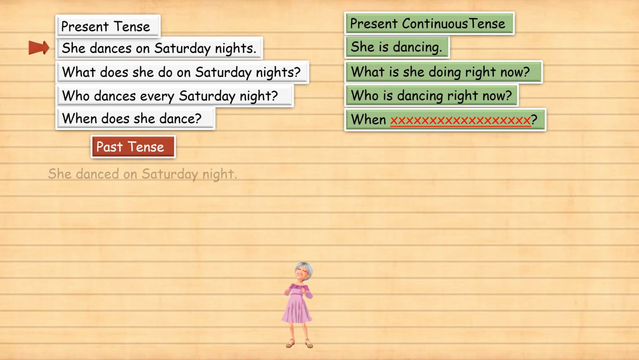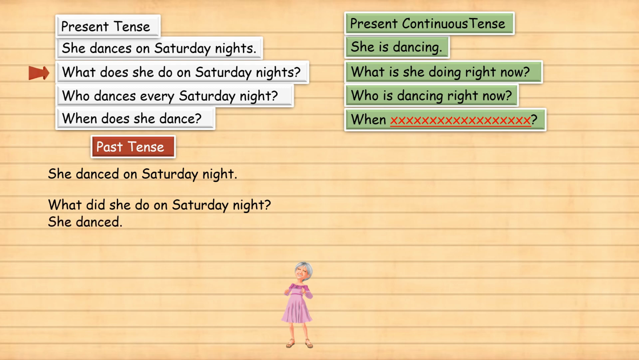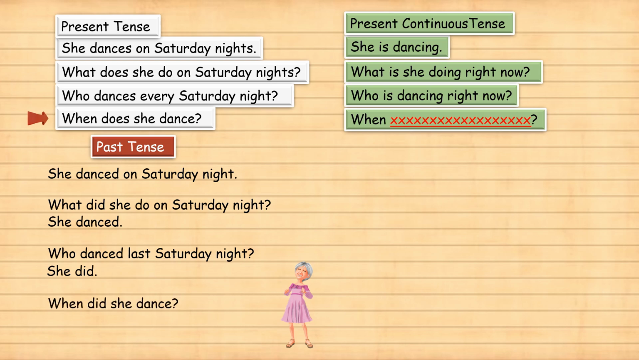She danced on Saturday night. What did she do on Saturday night? She danced. Who danced last Saturday night? She did. When did she dance? She danced on Saturday night.